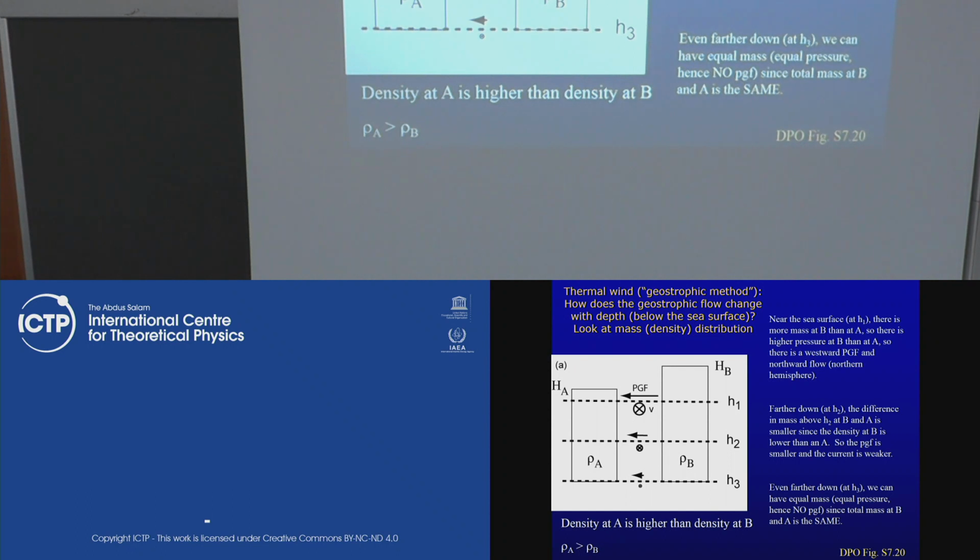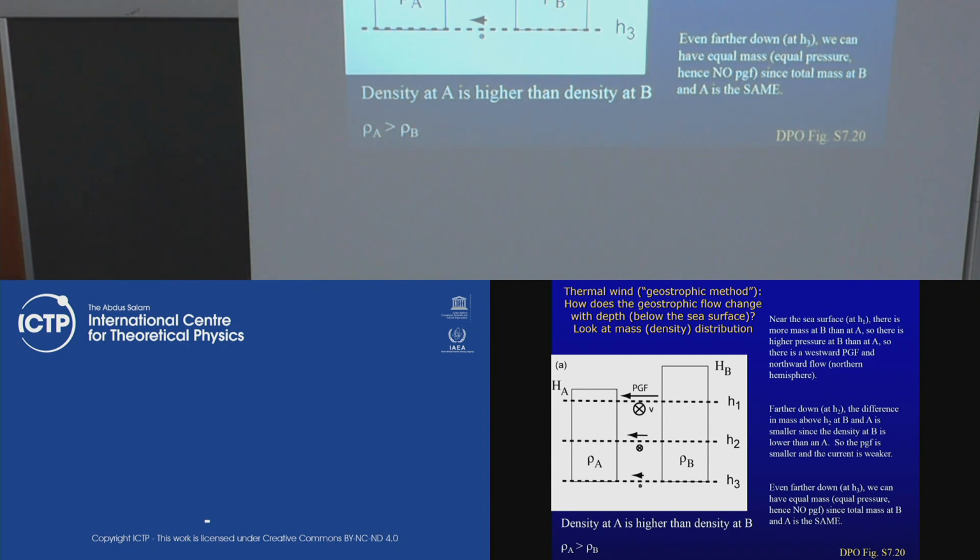How do we explain this? If you look at the two water columns with different density, rho A and rho B, where rho A is larger than rho B, that means that water column A is lower than water column B. As I told you before, the higher the density, the lower the water column. So in that case, the pressure gradient force is acting from B to A.